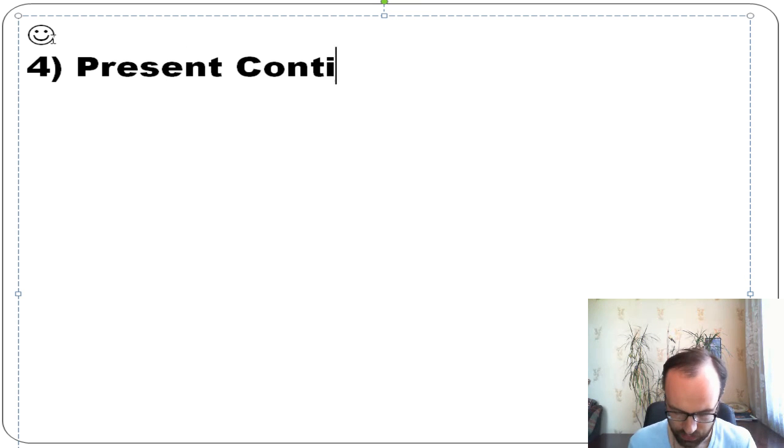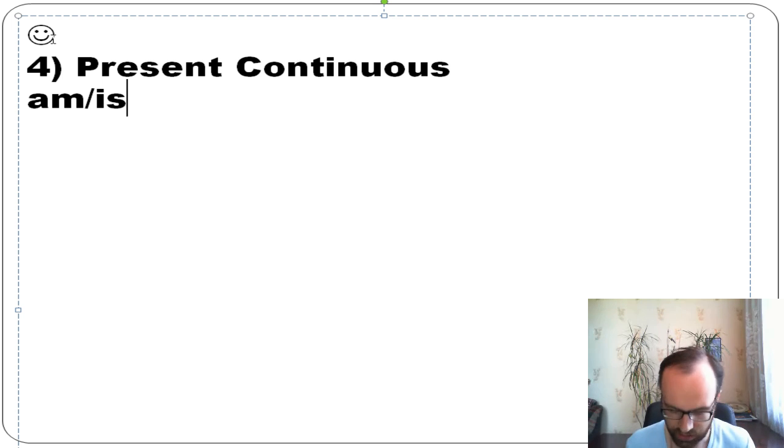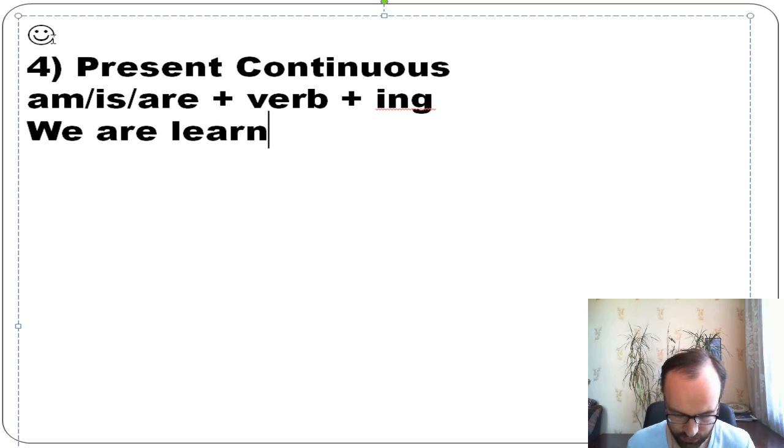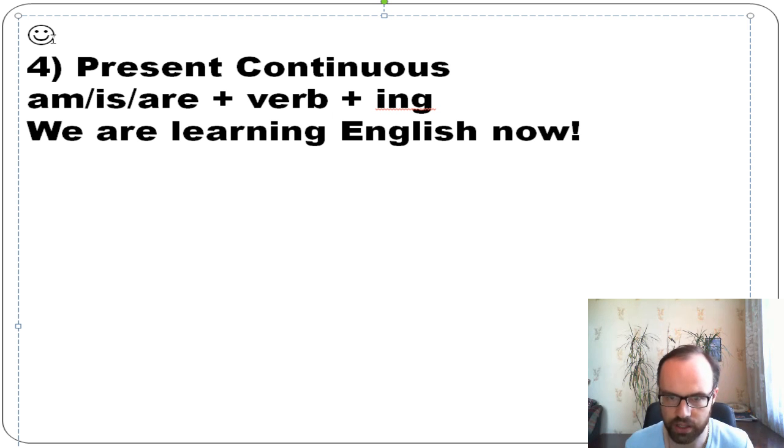Present continuous. So if it's happening now, we use this tense. You know that we form this tense this way. So am, is, or are plus verb plus ing. For example, we are learning English now, right?